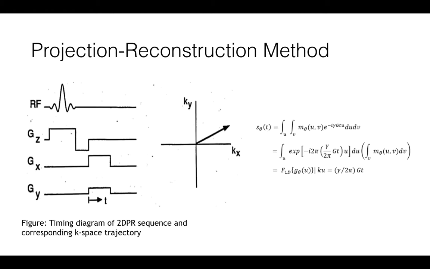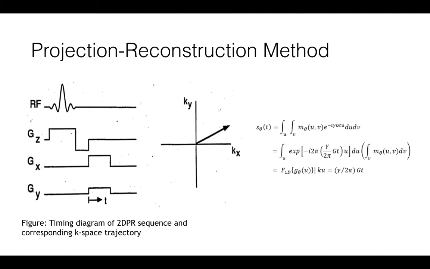Projection reconstruction method is a 2D imaging method. The timing diagram of a basic 2D projection reconstruction sequence is illustrated. As observed from the signal equation from the central section theorem, the 1D Fourier transform of a projection taken at an angle theta gives the radial slice of the 2D Fourier transform of the object at that angle.